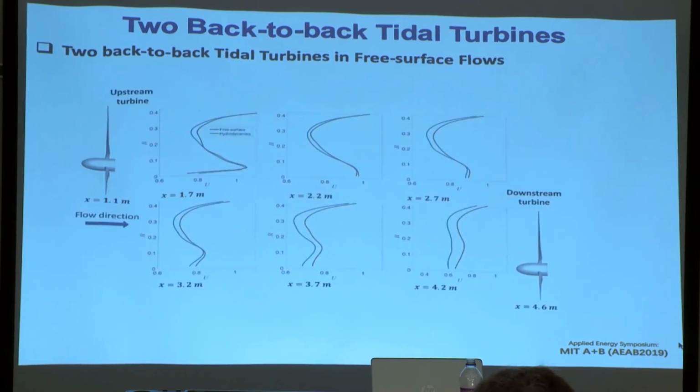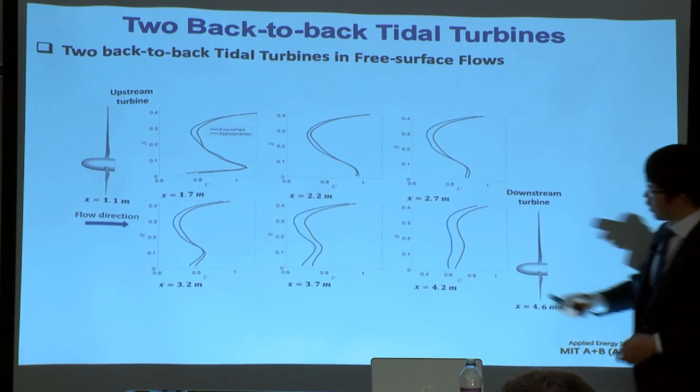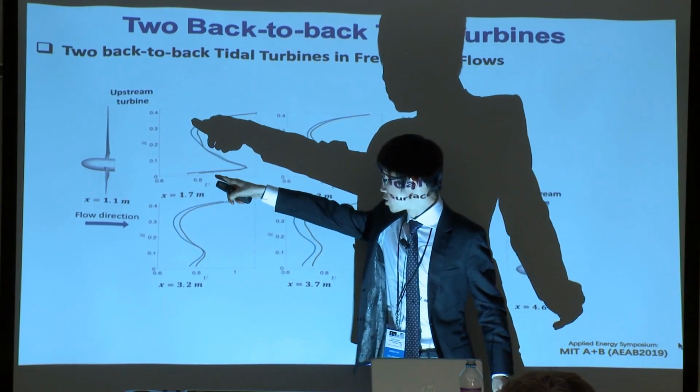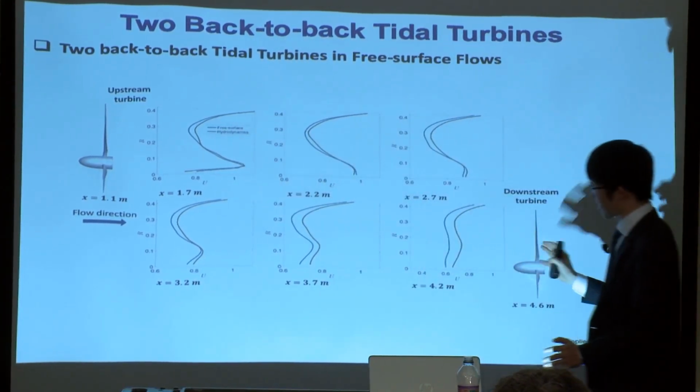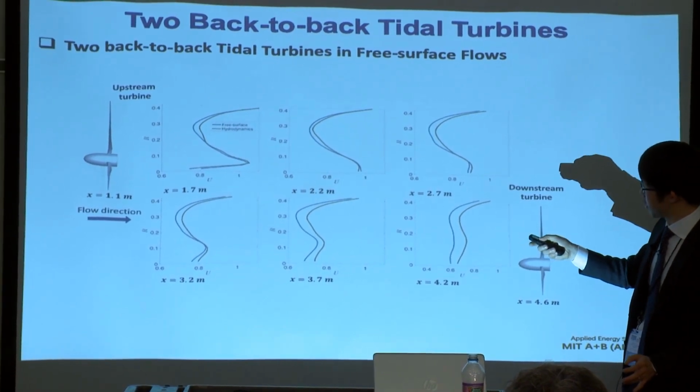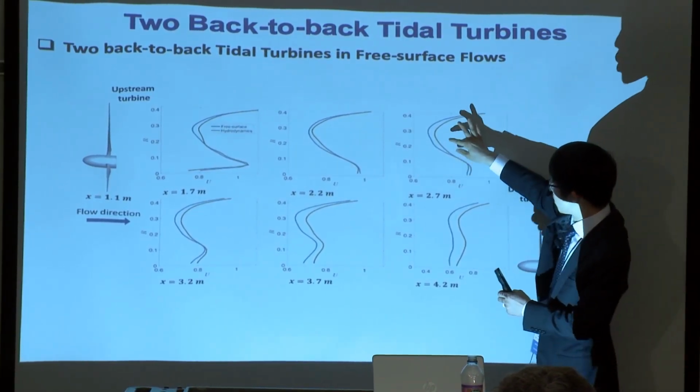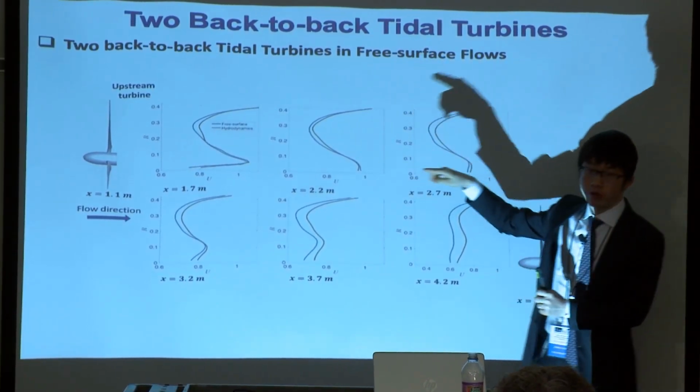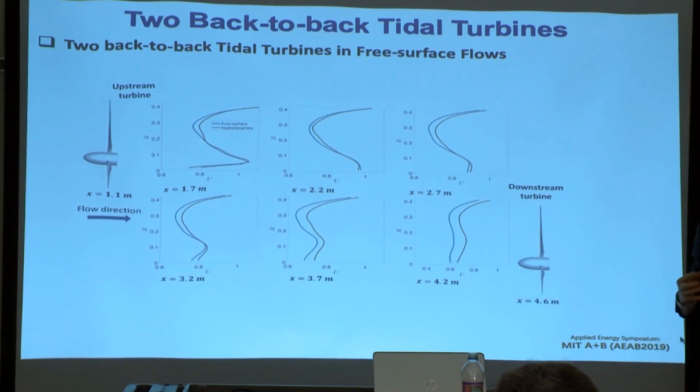So this snapshot shows you the average velocity magnitude in certain locations between the front turbine and the back turbine. And as you can see, in the free surface simulation, the velocity magnitude is lower compared with the pure hydrodynamic simulation. Which means pure hydrodynamic simulation overestimates the velocity magnitude in the wake. And this will affect your results.